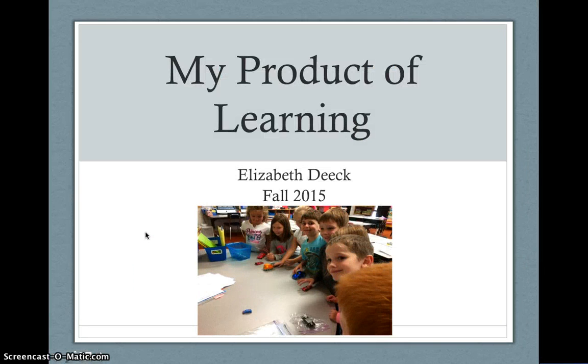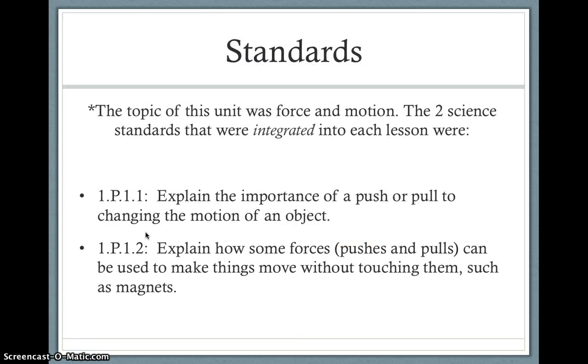My name is Elizabeth Deeck, and I'm here to tell you about my product of learning. This was taught during my student teaching experience, fall of 2015, at Richfield Elementary School. So here's my story. To begin, this was a science unit.